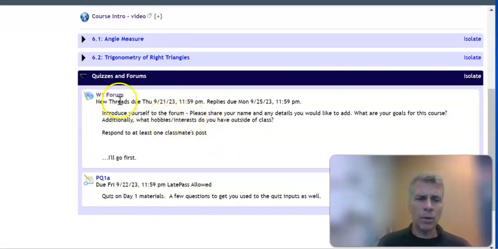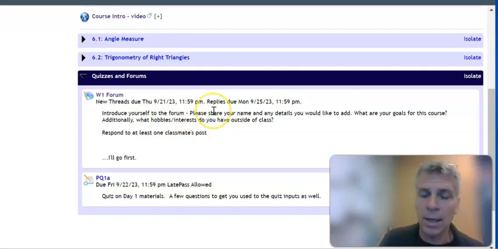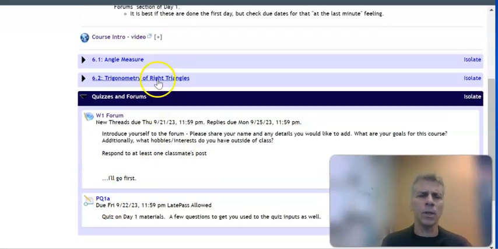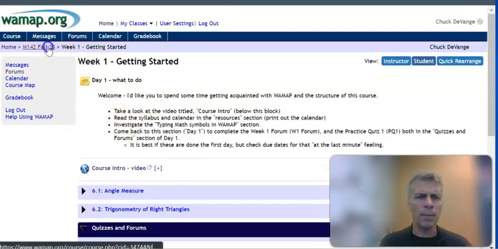There'll be a prompt for the forum. Please make sure you're writing to the prompt and it is your writing, not just copy and pasted from somewhere. I want to know what you think about it. And then you have to respond to at least one other person's post. And then we have practice quizzes too. I'll talk a little bit about quizzes in a moment. So that was week one.